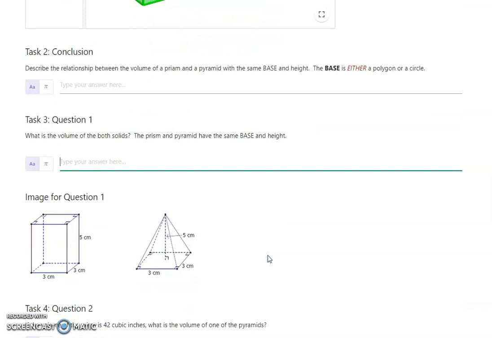As you work through these problems, if you find that you've made a mistake, please correct it as you go. But the relationship between the volume of a prism and a pyramid with the same base and height is that the volume of the pyramid is 1/3 of the prism's volume.